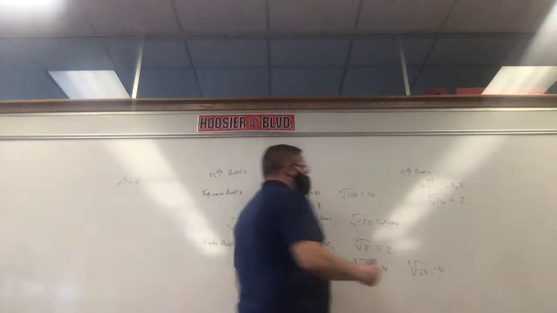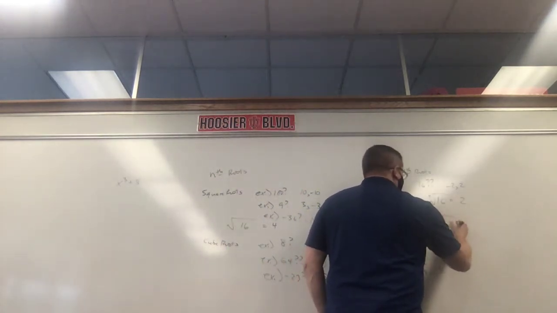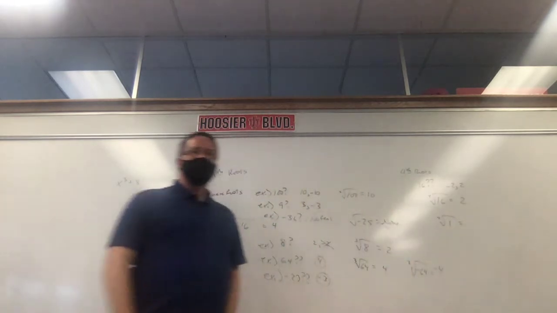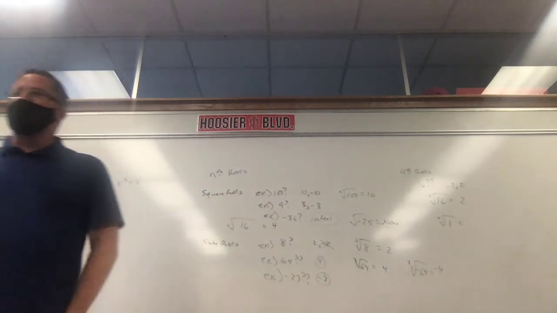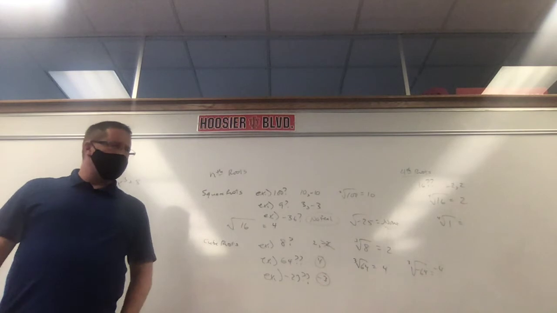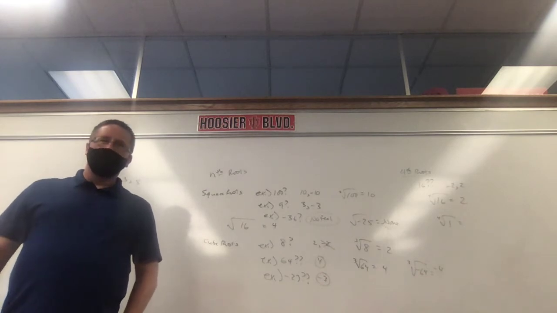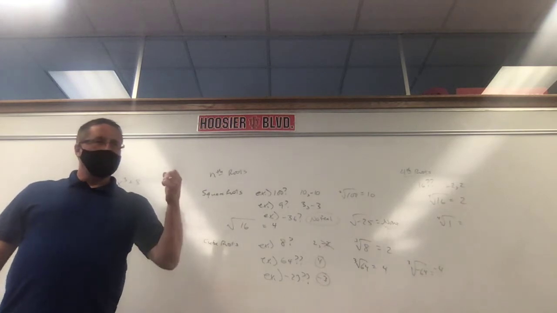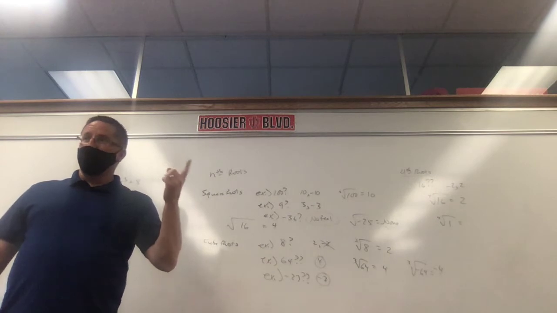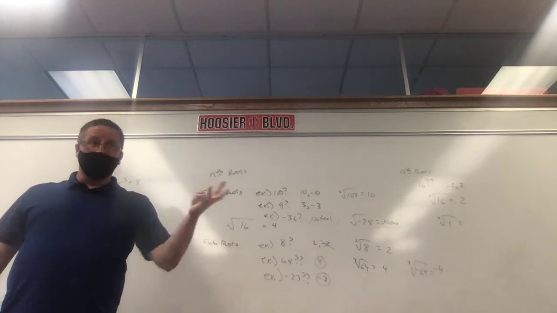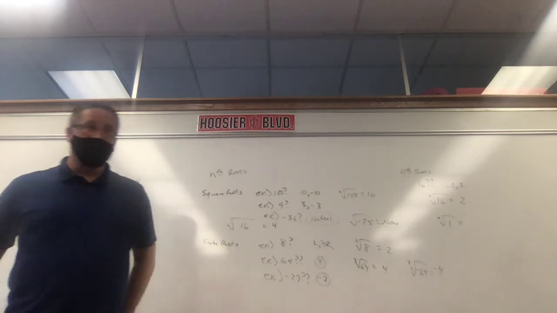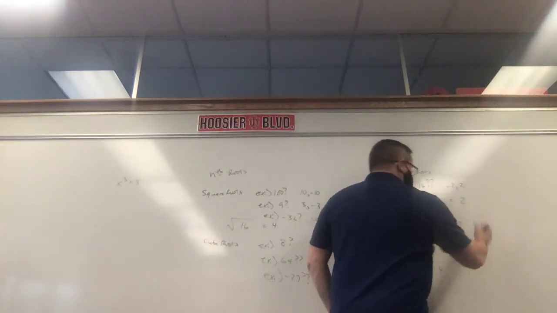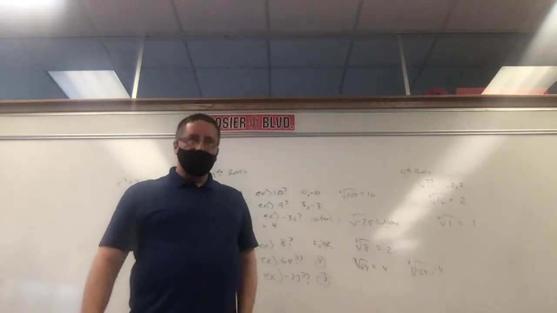How about this one? How about the fourth root of 1? This one's so easy, some students struggle with it. What's the fourth root of 1? One. Why? Because multiply what? 1 times 1 times 1 times 1 is 1. And negative 1? No. It's just 1.